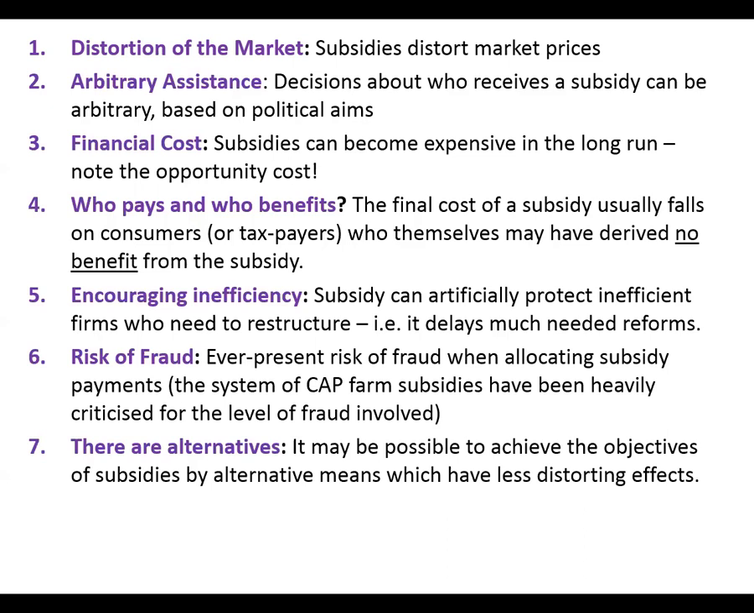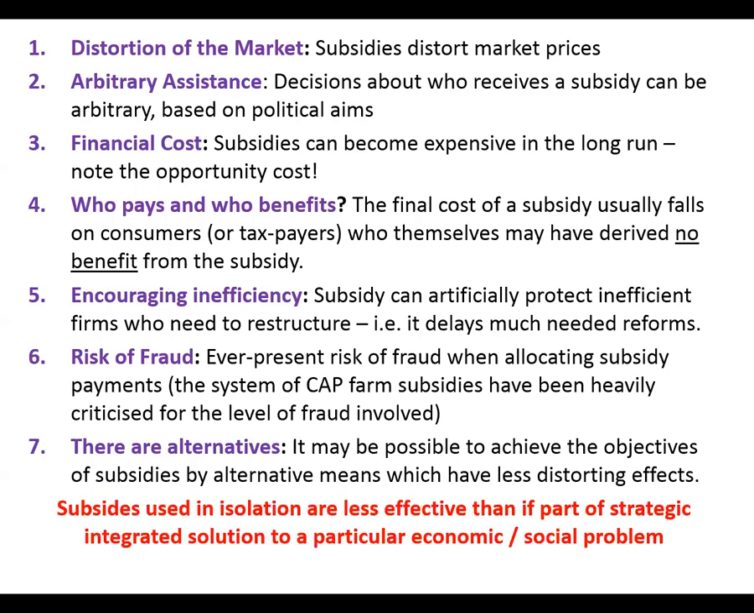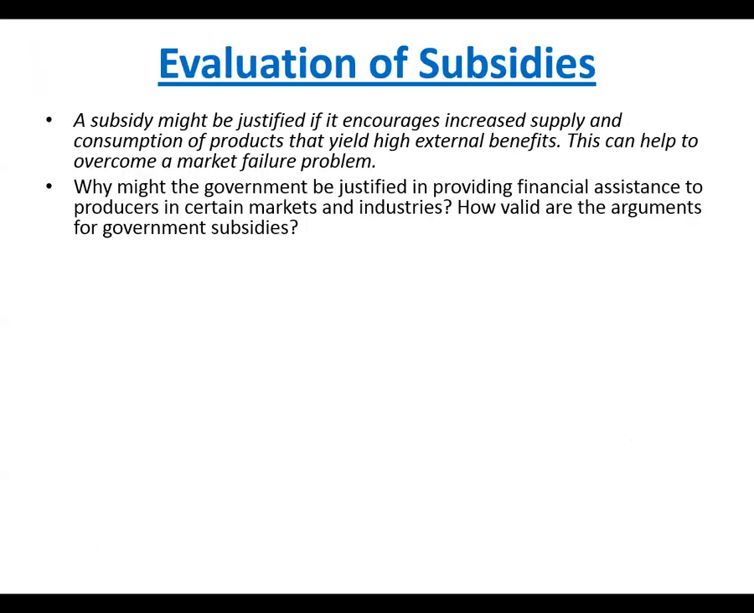So subsidies, the main issue with them is that they're very expensive, and if they are going to be used, they need to be used in a way that the government are confident that they will reap the greatest return from them. Subsidies used in isolation are less effective than if part of a strategic integrated solution to a particular economic or social problem. So what we're saying here is that a subsidy on its own, being the absolute only strategy, is not the best strategy, but using a combination, an integrated approach of strategies. So for example, implement taxation, and with the indirect tax, use the revenue from taxation to therefore fund subsidies. And therefore you're making money in order to spend money in areas of the economy later.